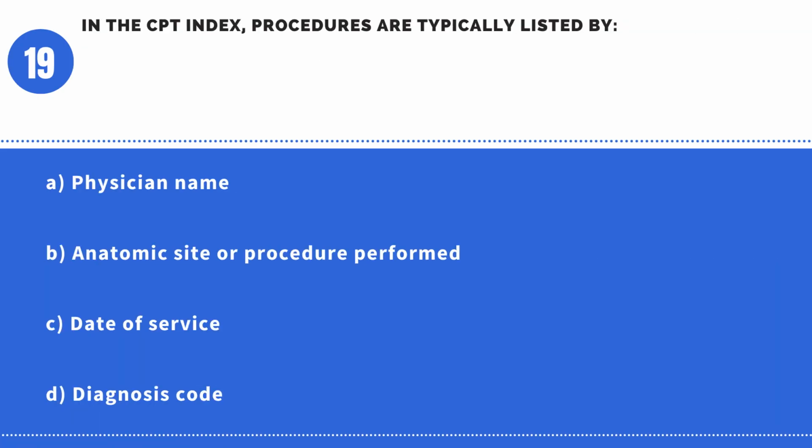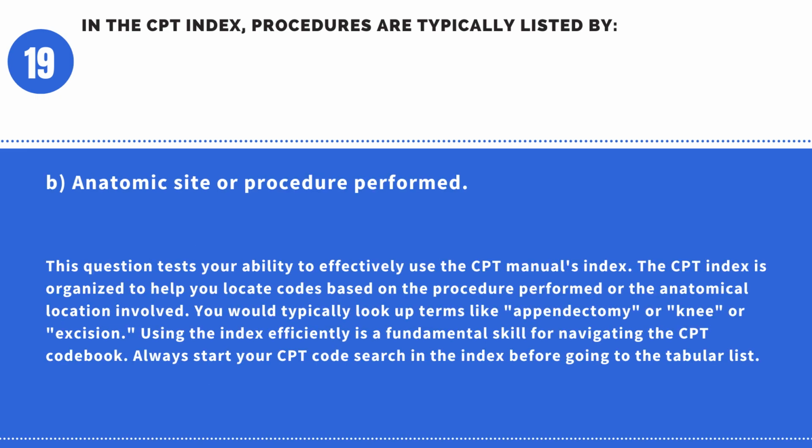Question 19. In the CPT index, procedures are typically listed by A. Physician name, B. Anatomic site or procedure performed, C. Date of service, D. Diagnosis code. Answer: B. Anatomic site or procedure performed.